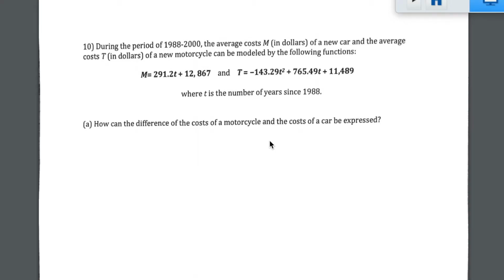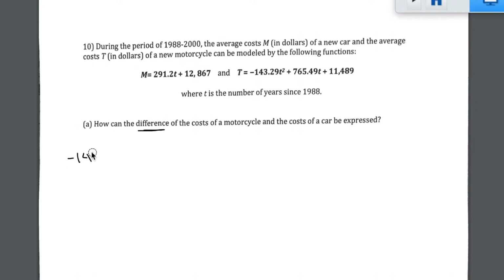Okay, I wanted to do the next part separate, the two open-ended questions on your polynomial review. So, during the period of 1988 to 2000, the average cost M in dollars of a new car and the average cost T in dollars of a new motorcycle can be modeled by the following functions, where t is the number of years since 1988. How can the difference, so we're subtracting, I see the key word there, difference, of the cost of a motorcycle and the cost of the car be expressed? Since they put motorcycle first, you need to put that first.